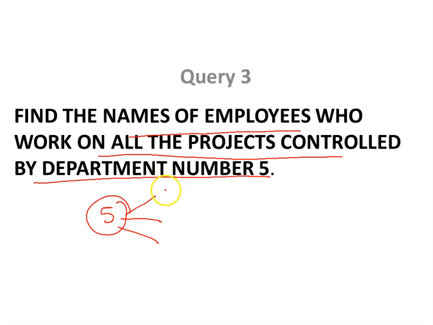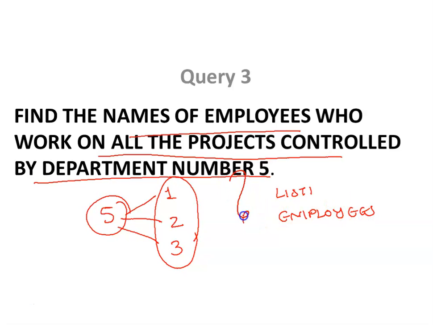So I'll assume that project 1, project 2 and project number 3 are handled by department number 5. So you have to find a list or the name of those employees who work on all these projects, project 1 and project 2 and project 3. Okay, name of those employees who work on all the projects controlled by department number 5, that is project number 1 and project number 2 and project number 3.